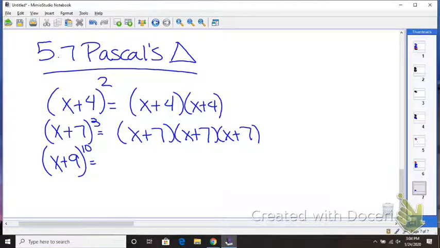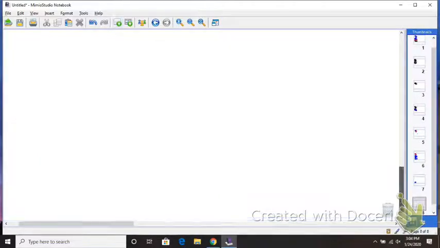So, I need to start a new page. Here's what I want you to do. At the top of your paper, I want you to start in the middle, not on the left side, start in the middle. I'm going to write out the start of Pascal's triangle. And you need to look at the pattern, but I don't want you blurting it out. Does anybody know Pascal's triangle?